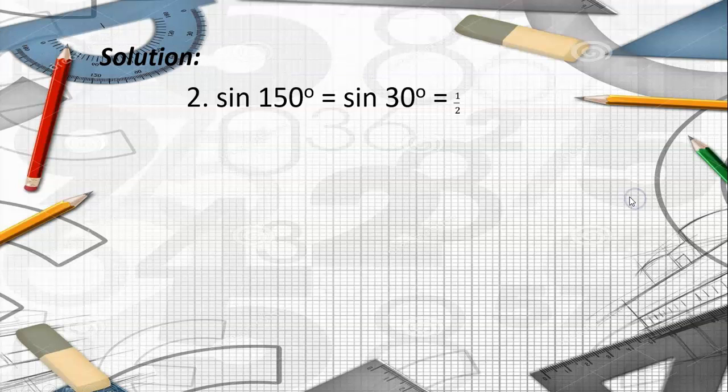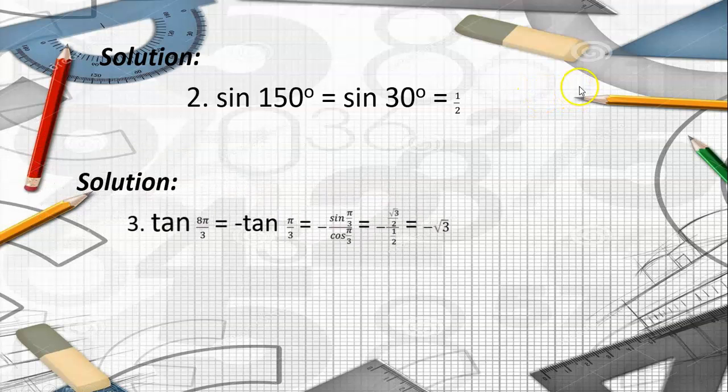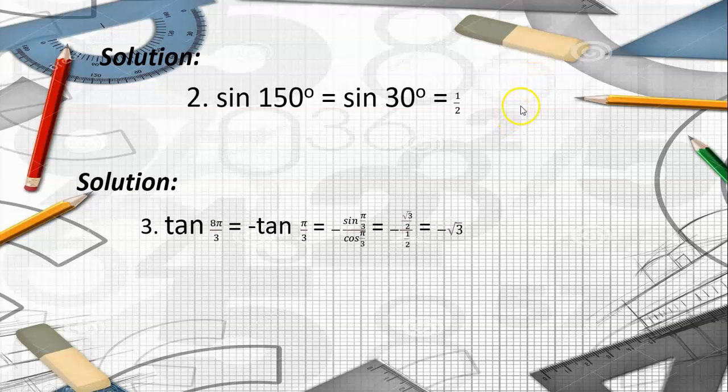And then for number 2, sine of 150 degrees, it's equal to sine of 30 degrees. So, it's equal to 1 half. And then number 3, we have tangent of 8 pi over 3, which is equal to negative tangent of pi over 3. So, this is equal to the ratio of sine of pi over 3 all over cosine of pi over 3, negative po siya. So, it's equal to the negative ratio of square root of 3 over 2 all over 1 half, which when simplified, 2 cancels out. It's equal to negative square root of 3.